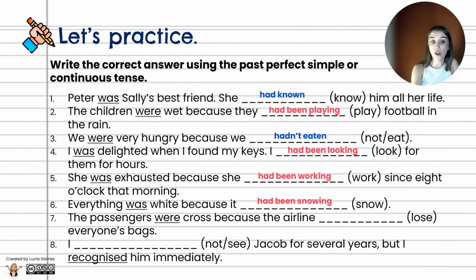The passengers were cross because the airline had lost everyone's bags. Los pasajeros pues estaban enfadados porque la aerolínea había perdido o les había perdido las bolsas, ¿vale? Las mochilas. So only the important thing is the result, and something similar happens here. I hadn't seen Jacob for several years, but I recognized him immediately. A pesar de que tengamos cierto énfasis en la duración, like for several years, the important thing here is that I cannot use it with ing. No tiene sentido decir, no le había estado viendo durante años, pero le reconocí. Queda mucho mejor decir, no le había visto durante años, pero le reconocí.